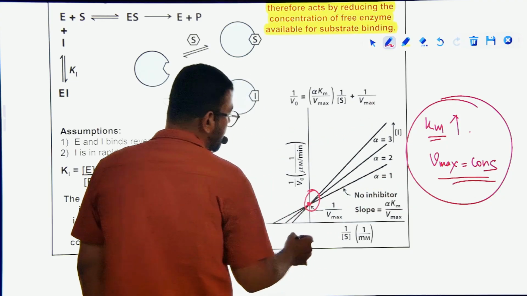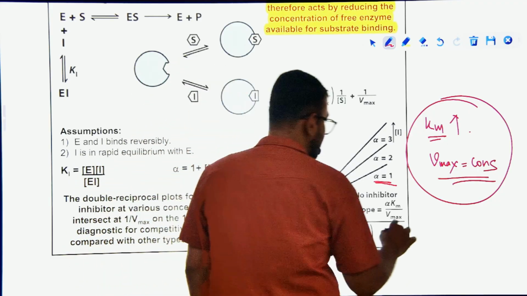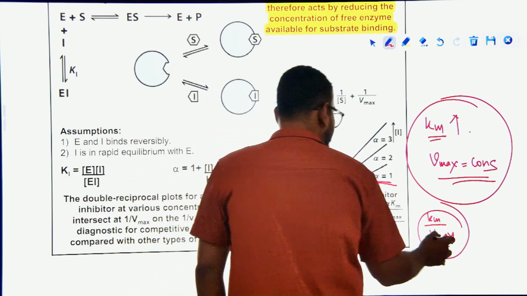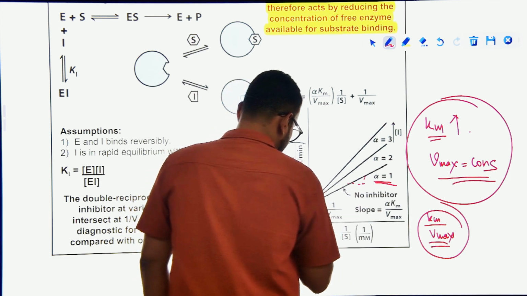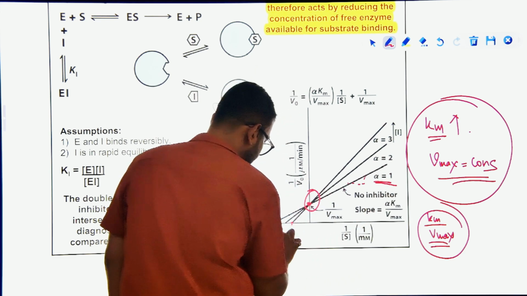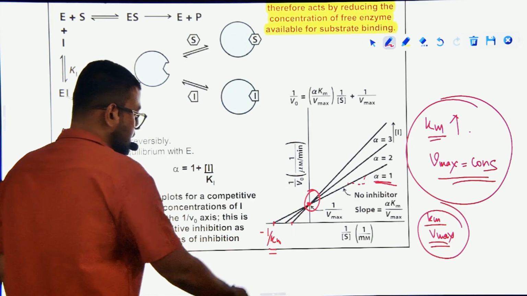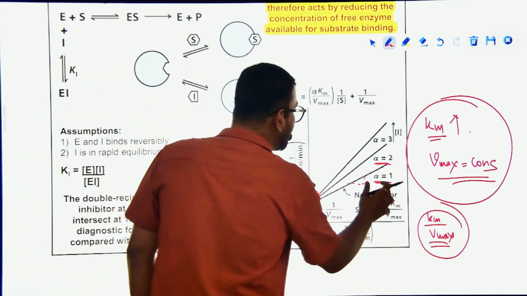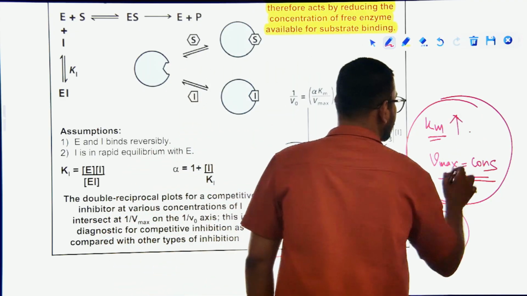And Km is increasing. How come? Let's see. When there is no inhibition, from the previous concept, slope is Km by Vmax. As simple as that. Now Km by Vmax, that means this is the slope. Now, if this comes over here, then this is minus 1 by Km. Now, inhibition has increased. That means Km is increasing.